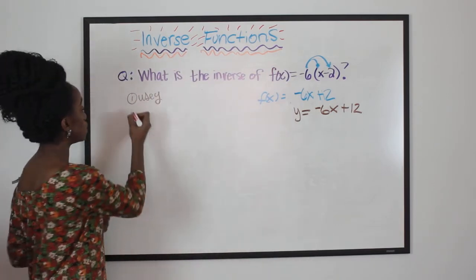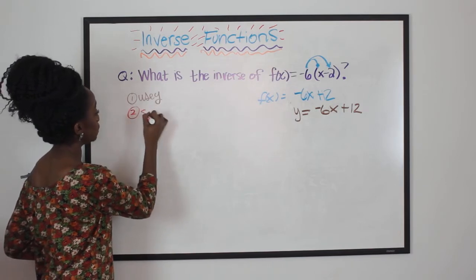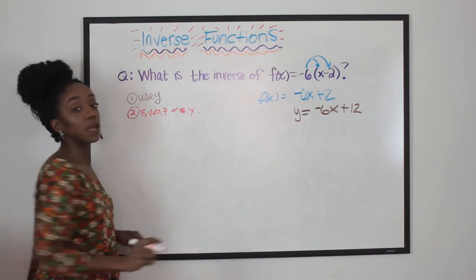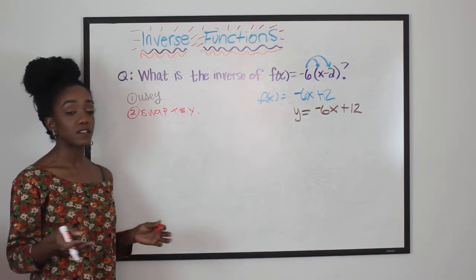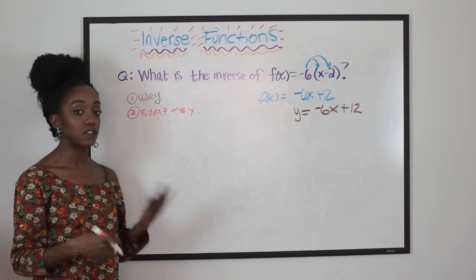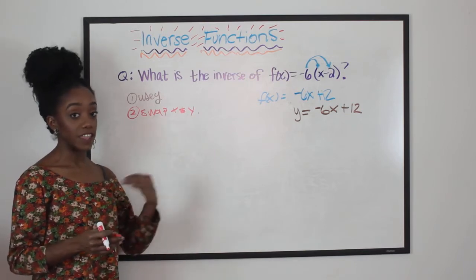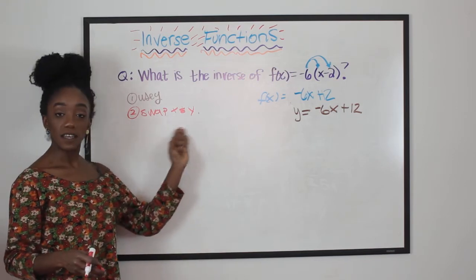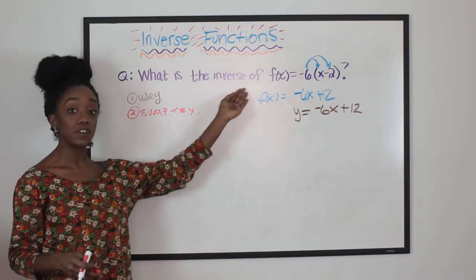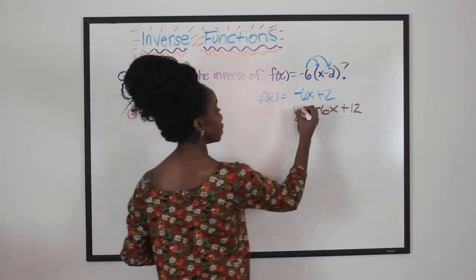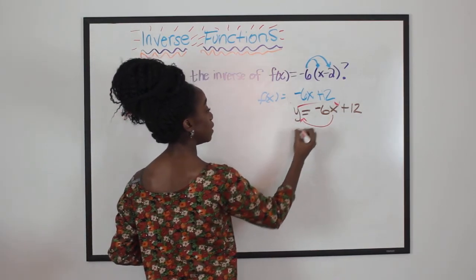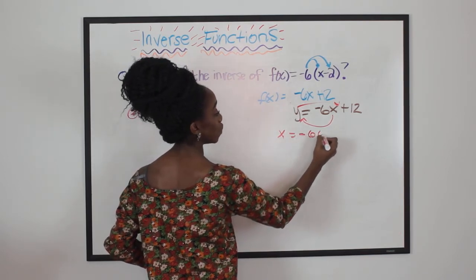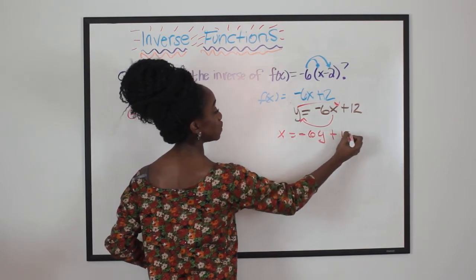Second step is to swap x and y. This could intuitively make sense because you're sort of reversing and undoing. You're putting the beginning where the end is, and the end where the beginning is. So this is sort of the idea, and that's how you know you're finding the inverse of a function. So now I'm going to swap it and put this as x equals -6y plus 12.